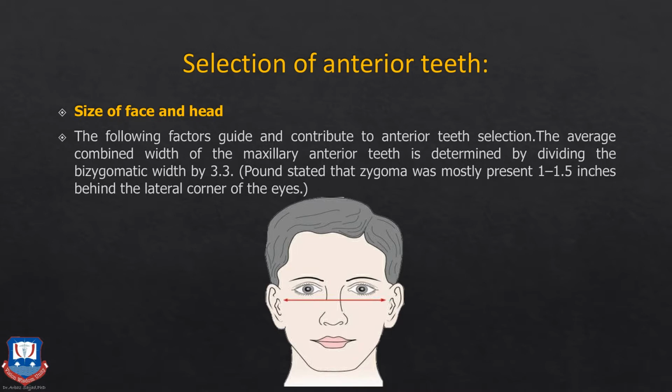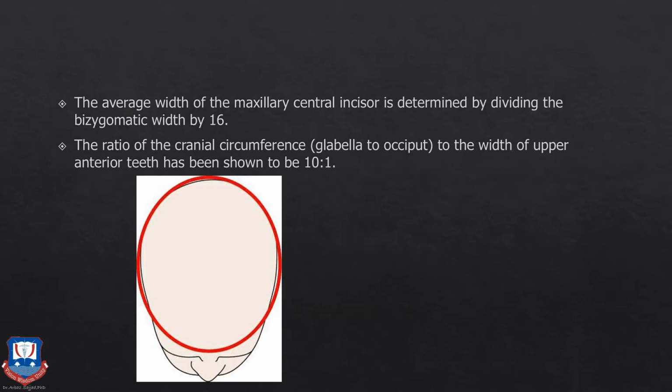The average combined width of the maxillary anterior teeth is determined by dividing the bizygomatic width. This is the bizygomatic width, that is from the posterior to the corner of the eye. Dividing it by 3.3, we can get the width of the anterior teeth, that is from canine to canine.